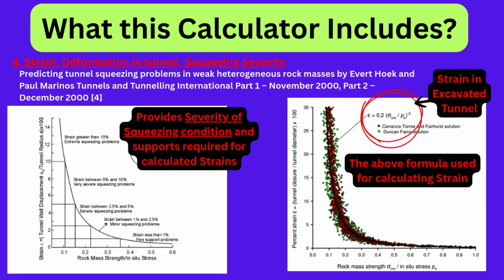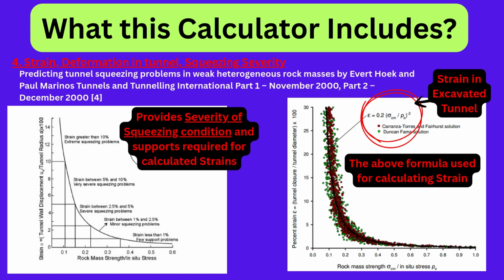In this slide, we will see how the rock mass parameters we determined in the previous slides are used to determine squeezing conditions in excavated tunnels. This slide demonstrates how rock mass strength relative to in situ stress predicts tunnel squeezing behavior. The first graph classifies squeezing severity from minor problems at strain below 1% to extreme squeezing above 10% based on the ratio of rock mass strength to in situ stress.